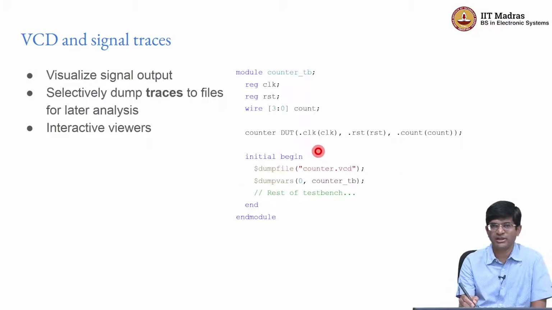At a particular time instant, if clock changed, only the change in clock is recorded in the file. If something else, let's say the count, also changed at the same time instant, it will record a change in that count as well. But it does not necessarily record a change in count. Let's say the clock was going from 1 to 0, a falling edge. Count is unlikely to change at that point. It will just record that there was a change in the clock and nothing on count. So it's a very compact and efficient way of recording changes that happen during a simulation.